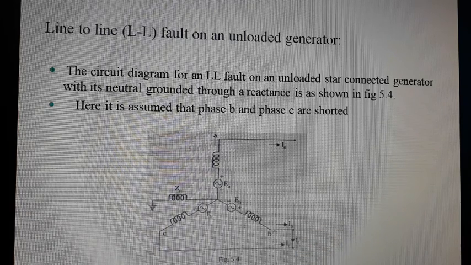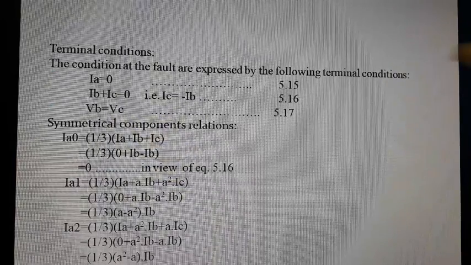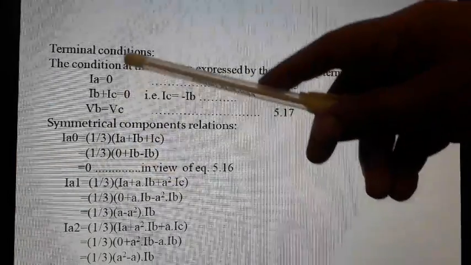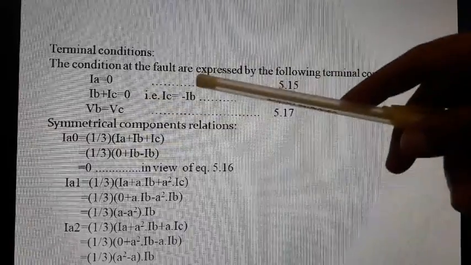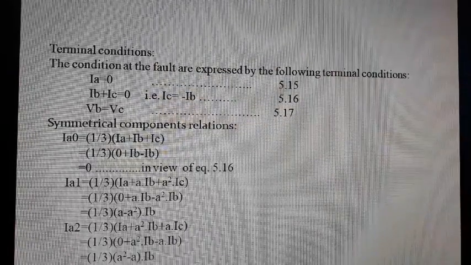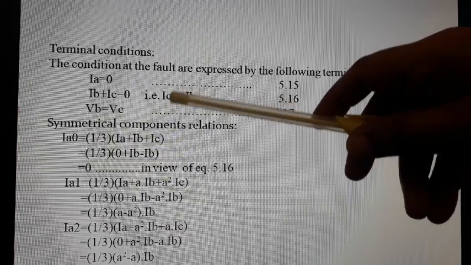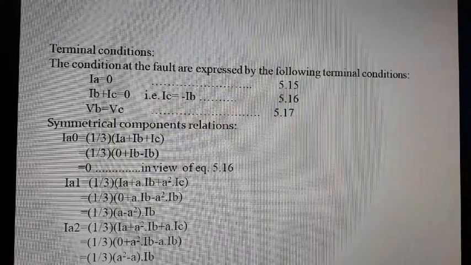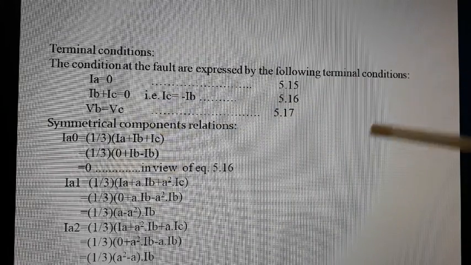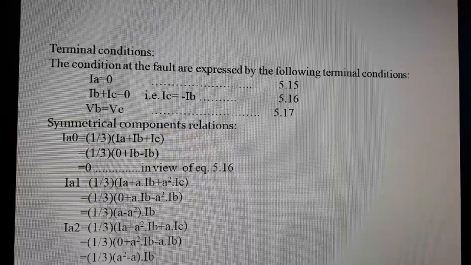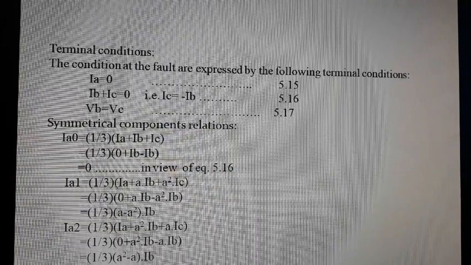Now we have to specify the terminal conditions for this. The terminal conditions are IA is equal to 0, IB plus IC is equal to 0, and VB must be equal to VC. IB plus IC equals 0 can also be written as IC is equal to minus IB, and VB is equal to VC. So these three are the terminal conditions for the line to line fault, LL fault.